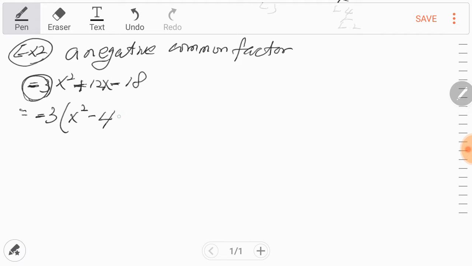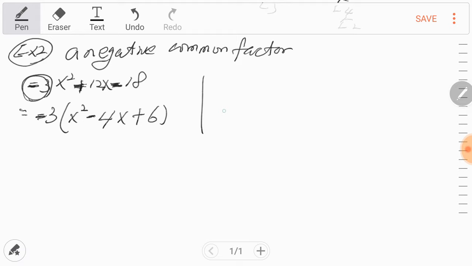So 3 times 4 is 12x, because once we multiply by the negative, it becomes positive. So we have to change the sign of each term. So negative 18 becomes plus 18, but since 3 is out, 18 is 3 times 6. So 6 is the leftover. Okay, so in this case, we factored out negative 3.